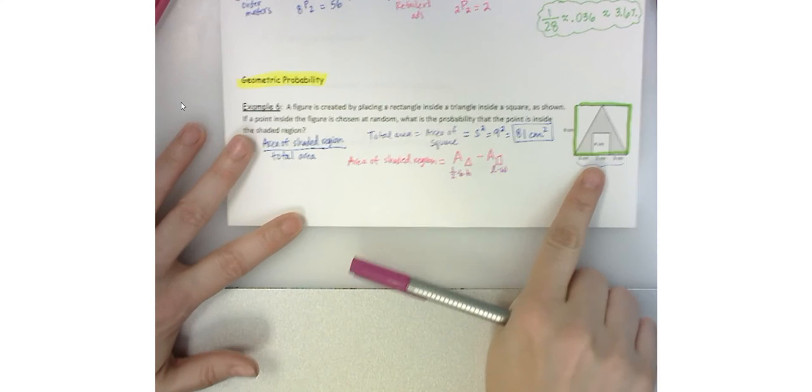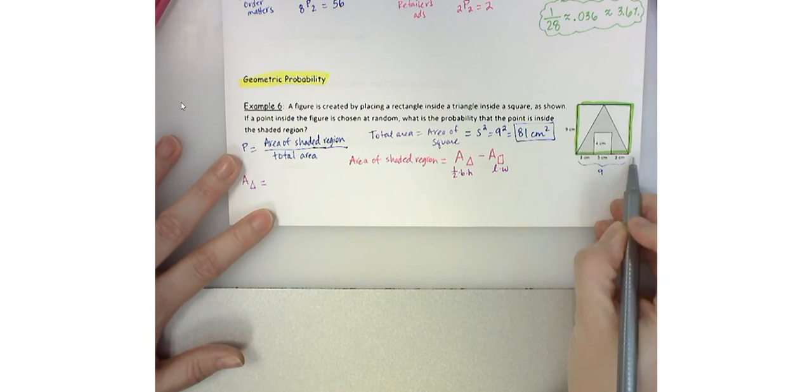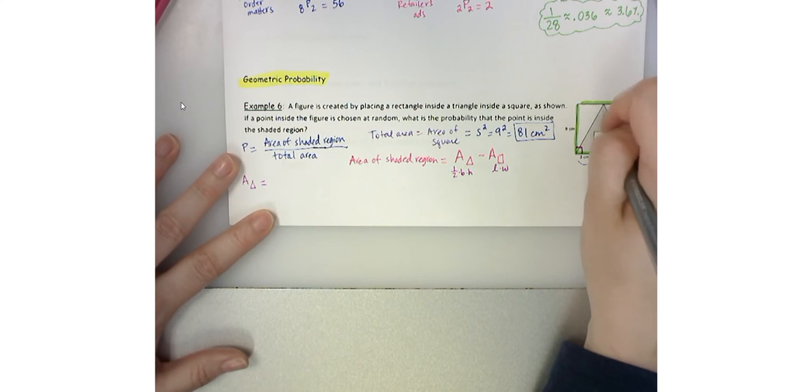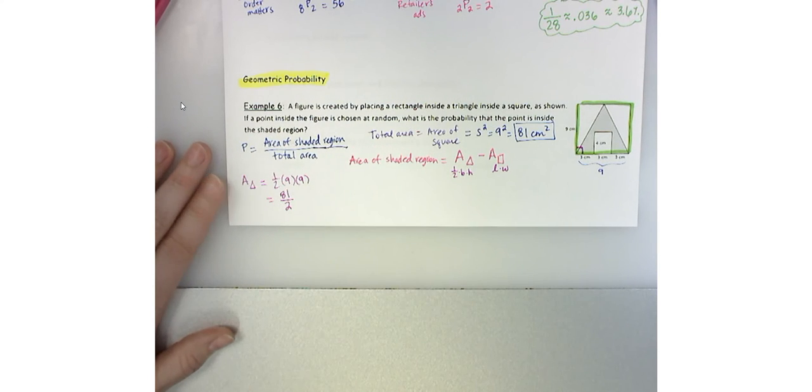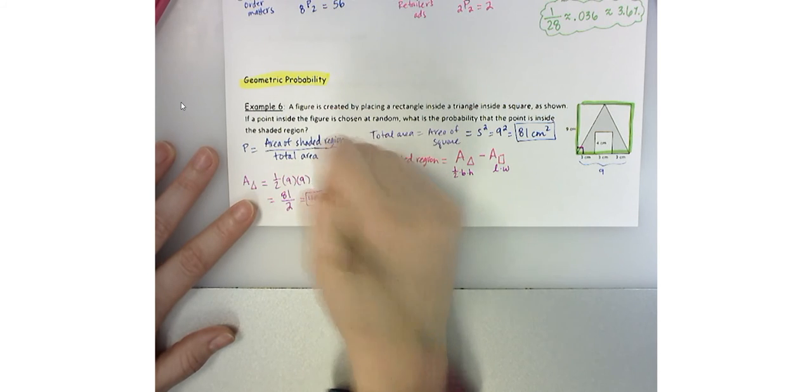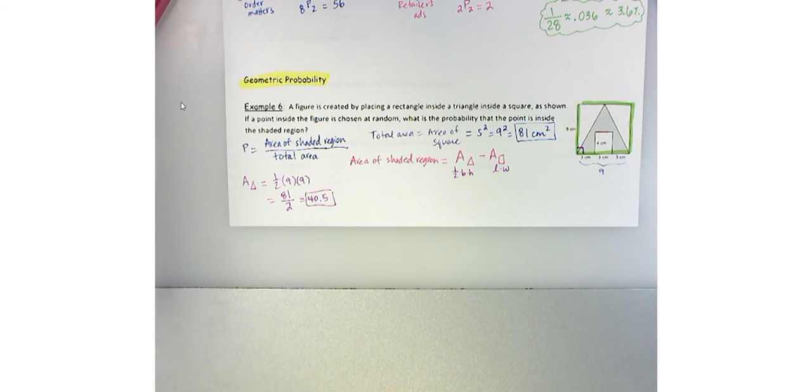All right, and then we're going to find the area of the rectangle, which will be 4 times 3, 12. Okay, so then when you subtract 40.5 minus 12, what do you get? 28.5. All right, now we are going to have to make our fraction. Okay, so then our probability is 28.5 over 81.